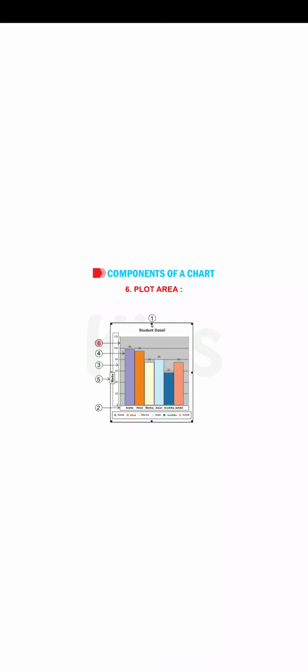Number 6. Plot area. Plot area is a window within the chart area. It contains the actual chart itself and includes plotted data, data series, category and value axis. Number 7. Legend. It depicts the colors, patterns or symbols assigned to the data series. It helps to differentiate the data.